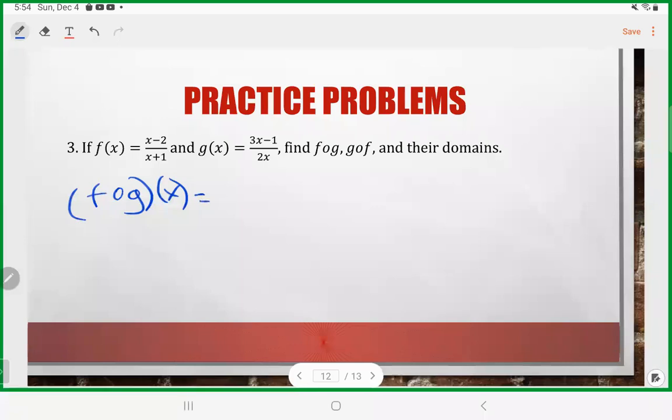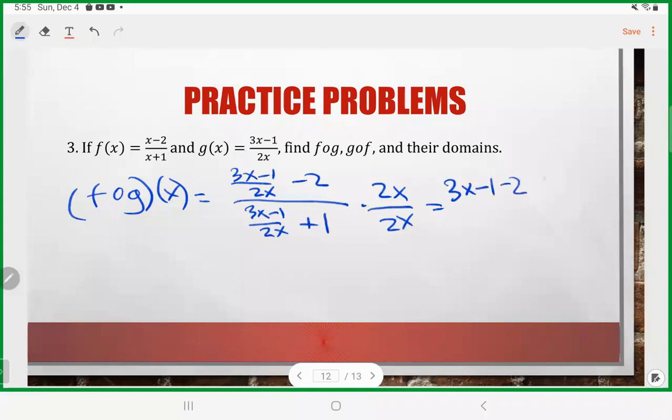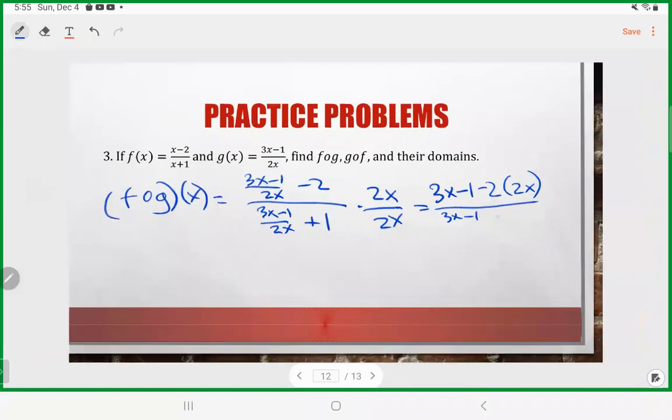So you see here, we're just going to sub in g of x, like so, right? And remember the denominator trick. You're going to multiply 2x over 2x, which is going to be 3x minus 1 minus 2 times 2x over 3x minus 1, and then plus 2x. You can see here it's just going to be equal to negative x minus 1 over 5x minus 1.